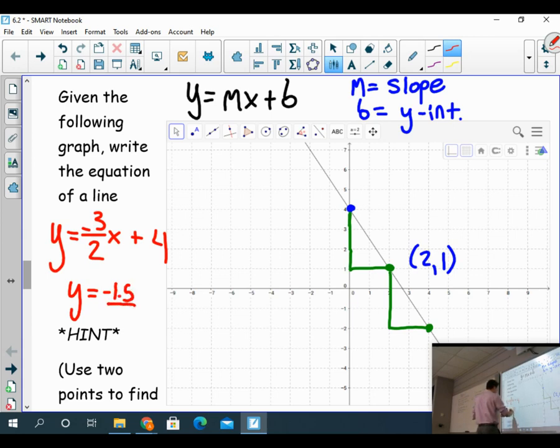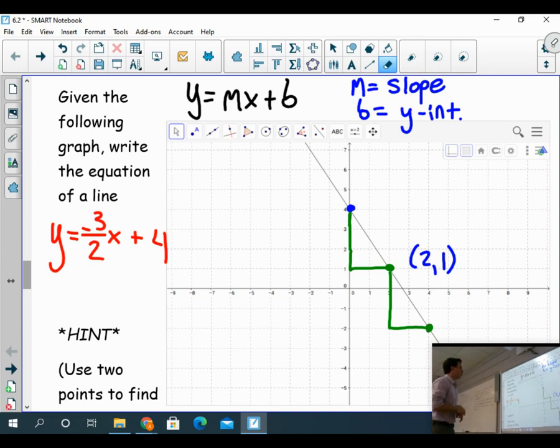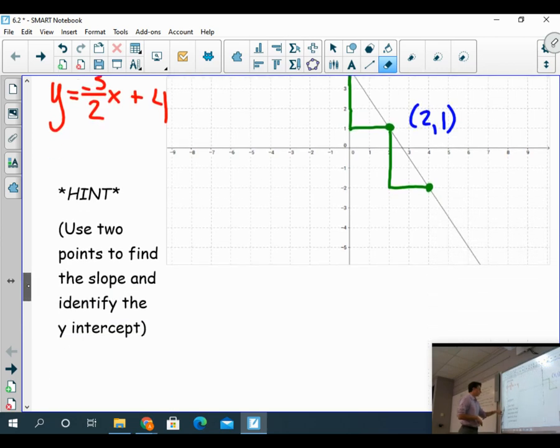1.5 over 1. Minus 1.5 over 1. We could say that. But again, I think the easier fraction to work with is minus 3 over 2. Okay? So this is how we can use our knowledge of slope-intercept form to write an equation of a line given a graph. As long as we have a y-intercept and a slope, we're okay.